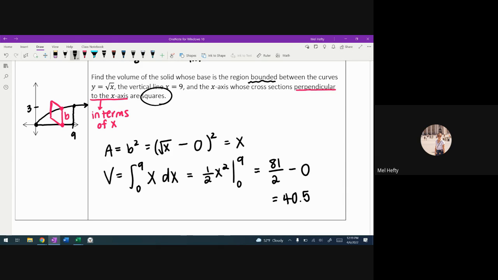All right. Now, volumes get a little bigger faster, so you might be saying 40.5. That sounds a little big. We're working with 3 dimensions, so our volume may get a little bit bigger than we expect, but this isn't like 10,000. I'm feeling okay. All right, let's do one more example in terms of x, and then we'll take a break.